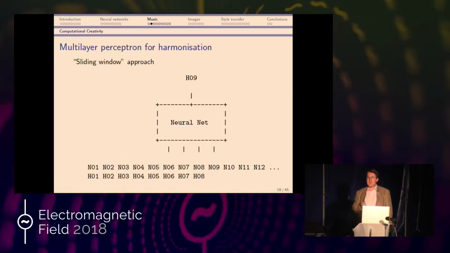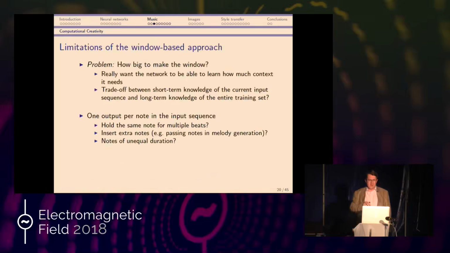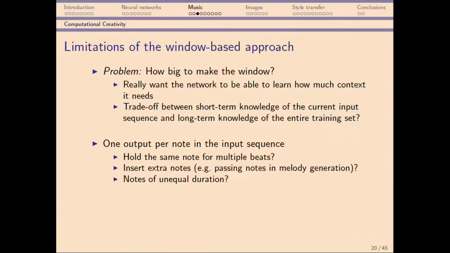And this works okay, but it has a number of fundamental issues. One of them is how big to make the window? How much context do I need? How far back in the piece do I need to go in order to produce the current chord to go with the melody? And really, we want the network itself to learn this. We don't want to have to fix the context, because presumably at the beginning of the piece, we want quite a small context. We might not have any previous notes at all. And then as we go through the piece, we might want to use more data here.